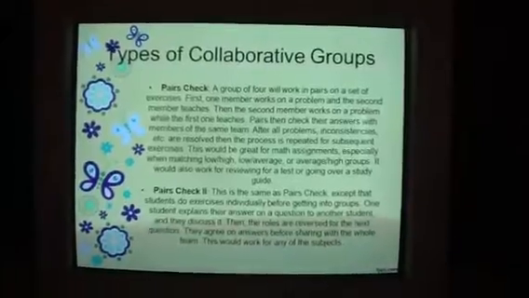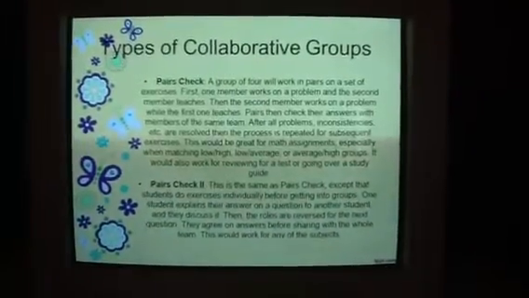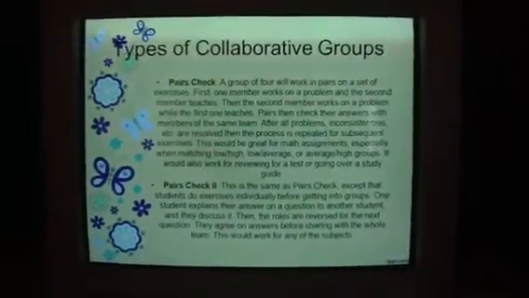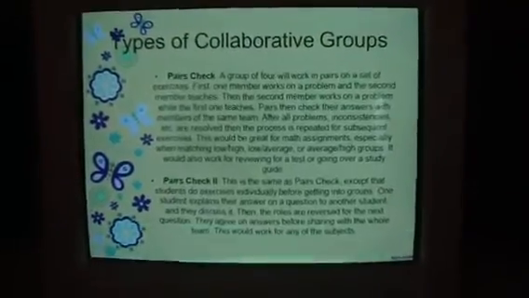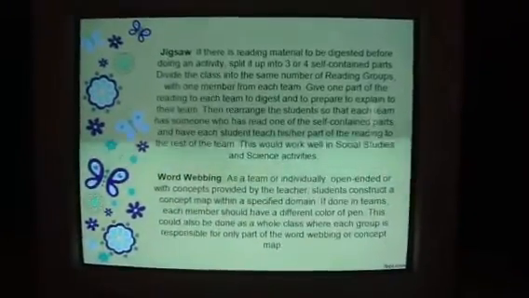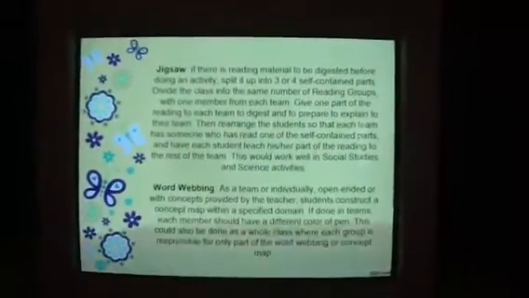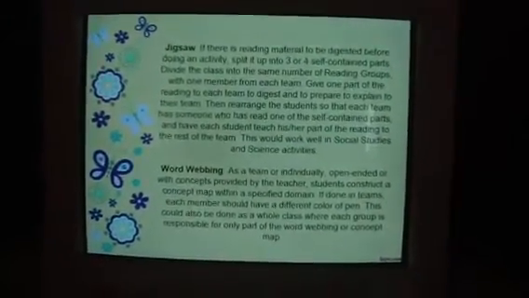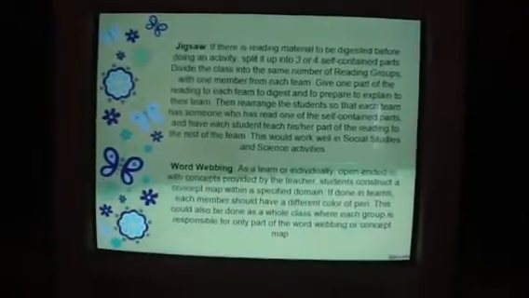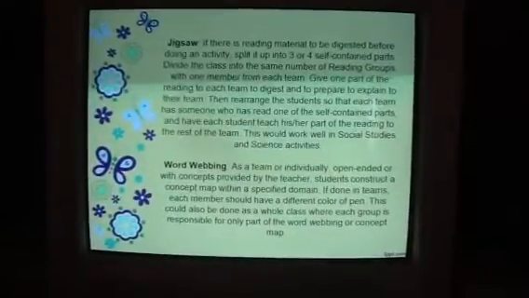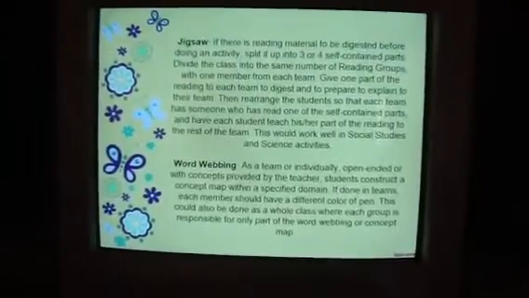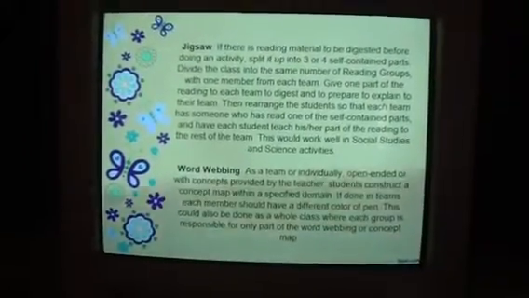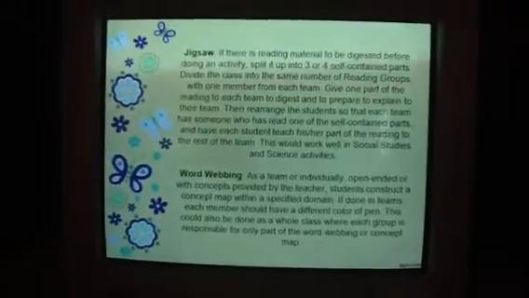Pair check 2 is the same as pairs check, except the students do the exercises individually before getting into groups, and then they discuss their answers. I might also do jigsaw. This is where you have reading material that you break up and you pass it out to different groups, and then the children, after reading it, discuss the material in their groups, and then one member from each group gets into another group, and that way all of the material is shared with each group and discussed.